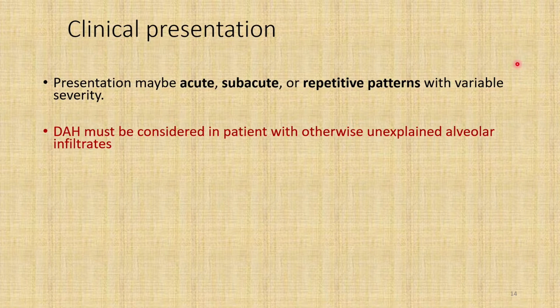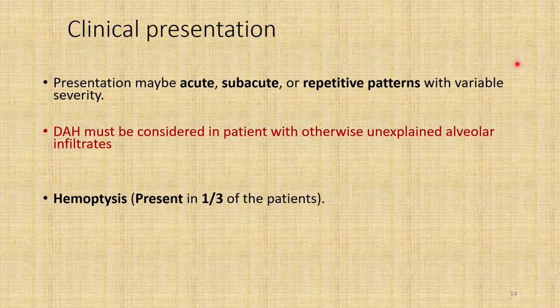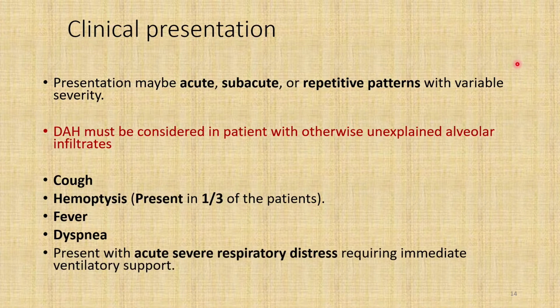So what about the clinical presentation? It may be acute, subacute, or there may be repetitive patterns. We must consider DAH in a patient with otherwise unexplained alveolar infiltrates. So what's the presentation? Hemoptysis, but apparently it presents in only one third of the patients. Cough, fever, and dyspnea are other vague symptoms, and they may present with acute respiratory distress, which needs immediate ventilator support.